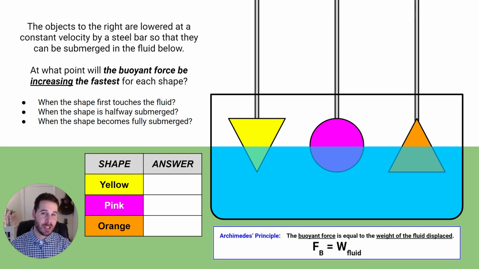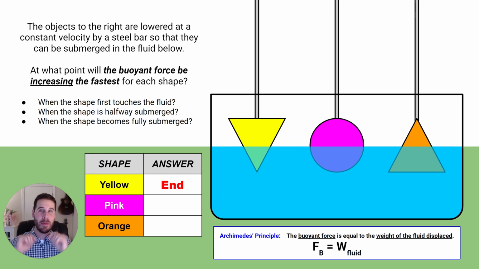Well, remember, Archimedes' principle tells us that the buoyant force that an object will feel is equal to the weight of the fluid that the object displaces. So if the tip of the triangle isn't pushing a lot of water out of the way, then it's not going to be generating a large buoyant force. So it's not going to be increasing very much at the beginning. But it will be at the end. In fact, that's the answer to the first part of this question. The yellow triangle will be increasing its buoyant force most rapidly at the end, when it's almost completely submerged.